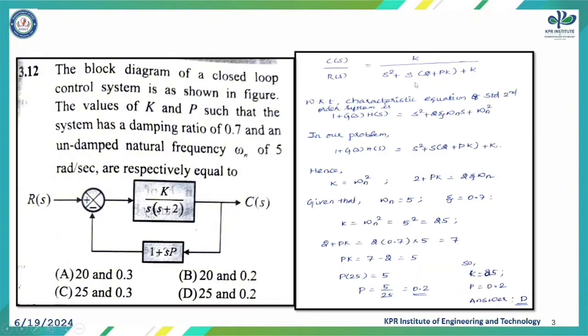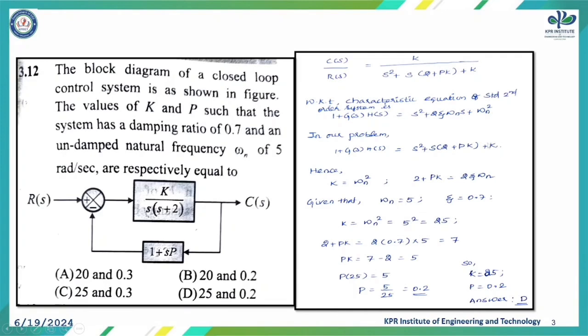Next, I am rearranging the denominator in the s squared term, then the s term, and then the constant term. If I do it like this, I will get s squared plus s into (2 plus pK) plus K. This is the way I will get the values. We know that the characteristic equation of the standard second order system is s squared plus 2 zeta omega n s plus omega n squared. In our problem, we got the characteristic equation as s squared plus s into (2 plus pK) plus K. So we will write it like this.